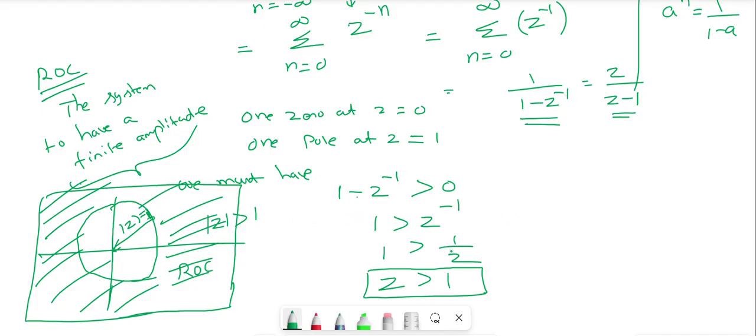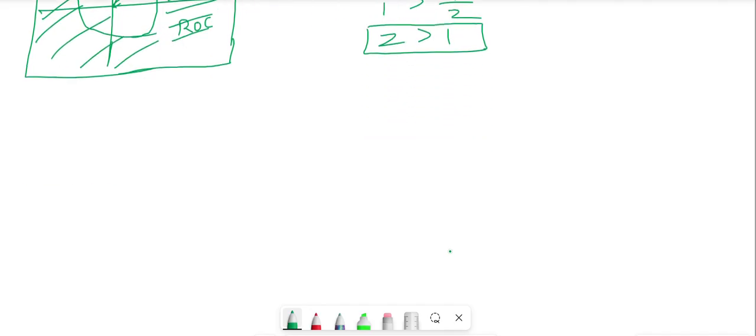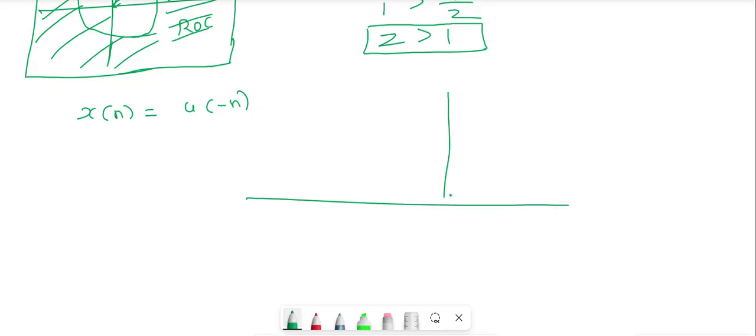In a similar way, we will take another problem. x of n is equal to u of minus n. So what is u of minus n? The mathematical representation of u of minus n, with the limits 0 to minus infinity. So this is the mathematical representation of u of minus n.